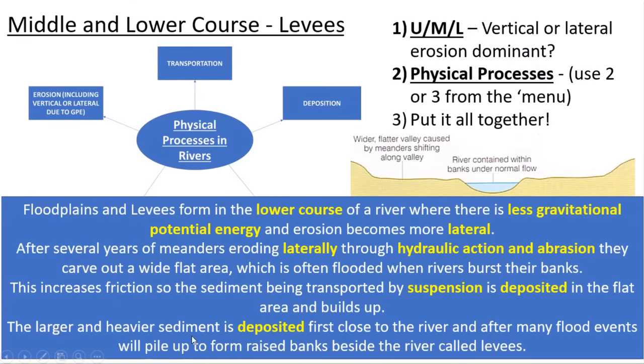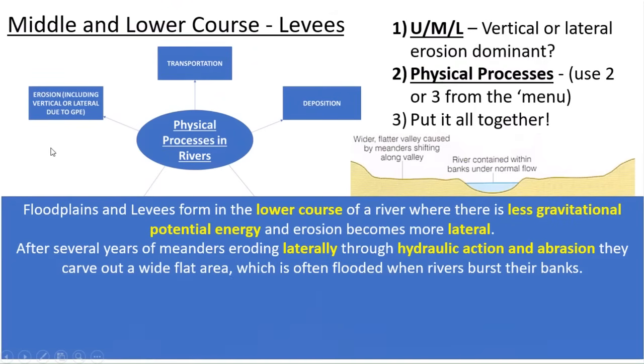The larger and heavier sediment is deposited first because it's the largest and heaviest. So that goes next to the river, and after many flood events, so repeated flood events, that's really critical when you're talking about floodplains and levees, they'll pile up to form a raised bank beside the river called a levee. And I'll just go back to show you that in the diagrams again.